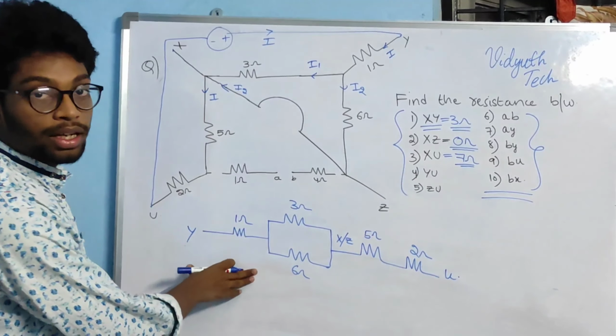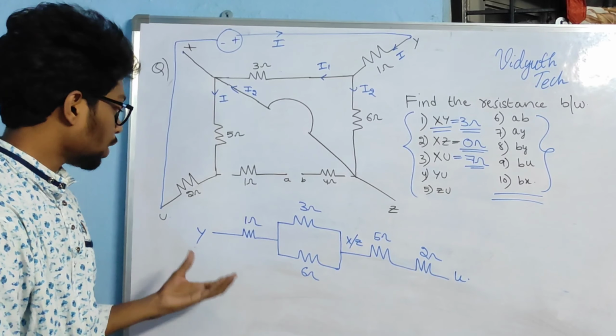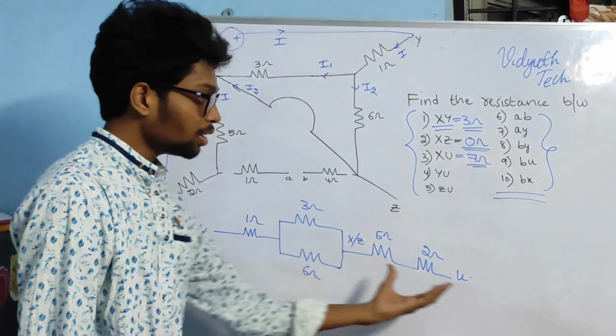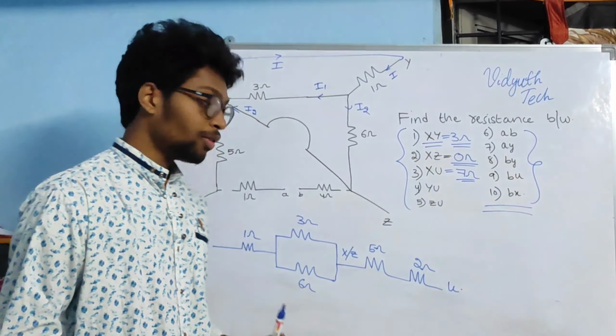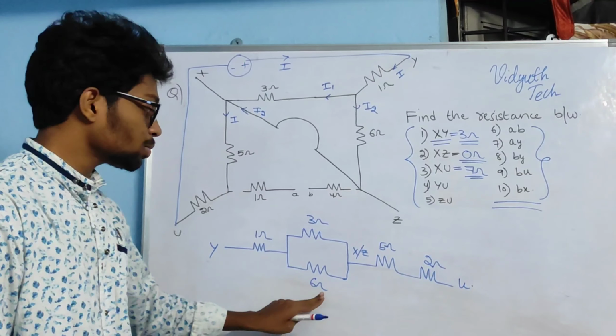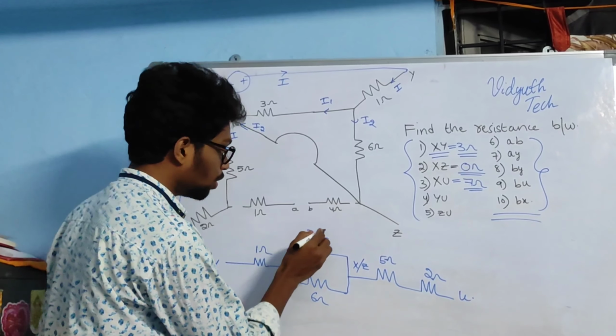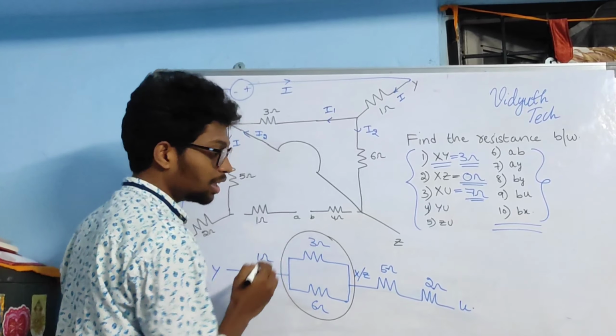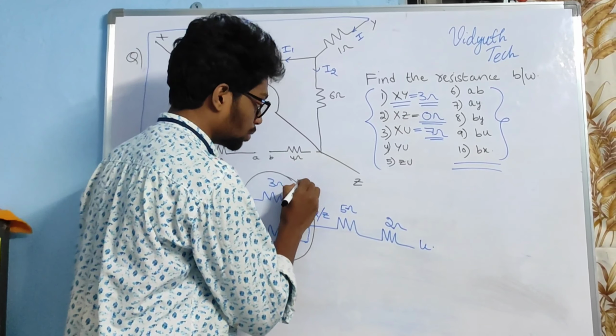This is the equivalent circuit diagram for this, friends, whenever you have to find the equivalent resistance between Y and U terminal. Here you can see the 3 ohms and 6 ohms connected in parallel. Already we solved 3 ohms and 6 ohms connected in parallel. Equivalent resistance is 2 ohms.